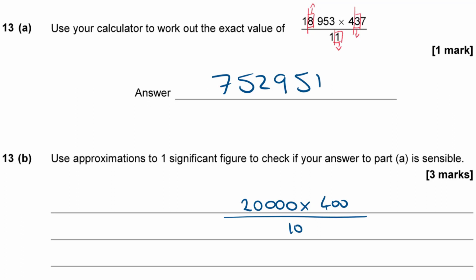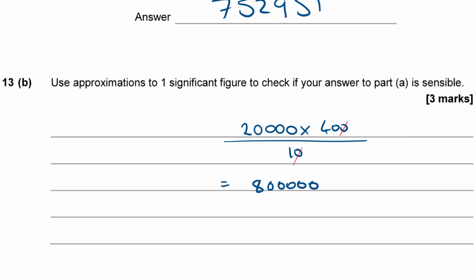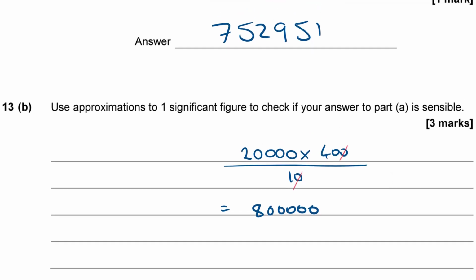Okay. So what I'm going to do is cancel that 10 into one of those zeros on the end there, and I've got 2 times 4, which is 8, and then I've got 1, 2, 3, 4, 5 zeros to add. So my approximation comes out to 800,000, and my original answer was 752,951, which is 800,000 to one significant figure. So I'm going to say yes.